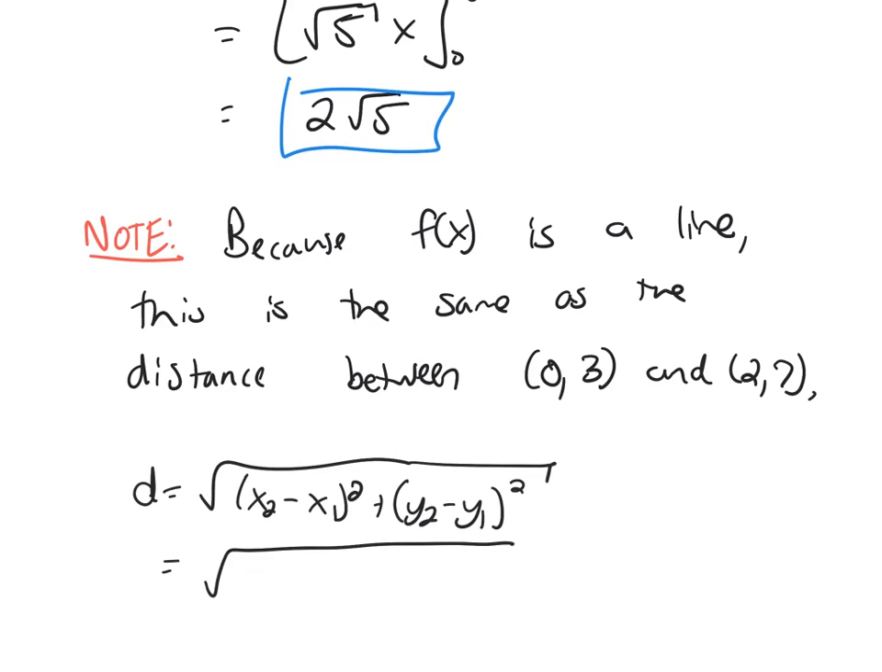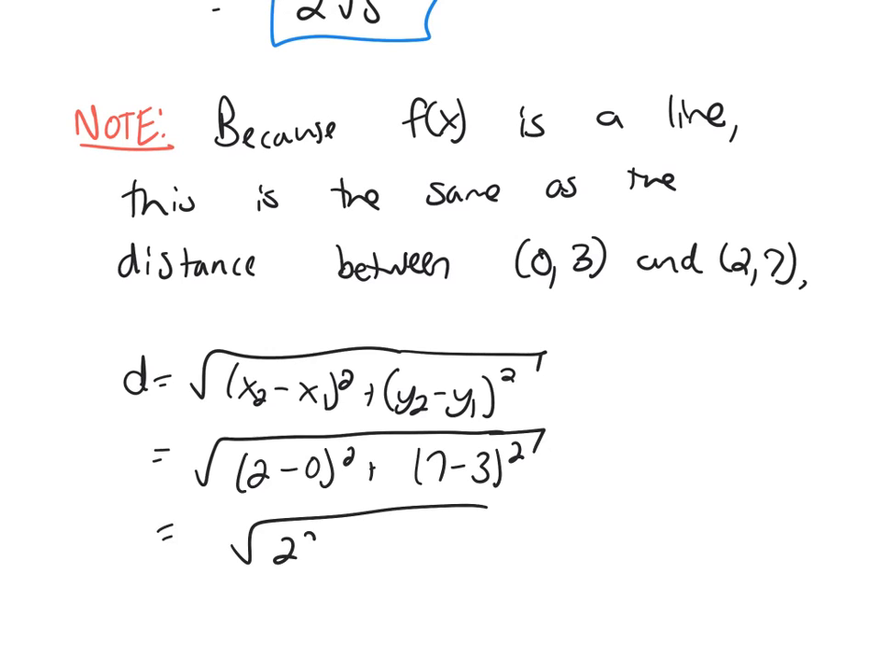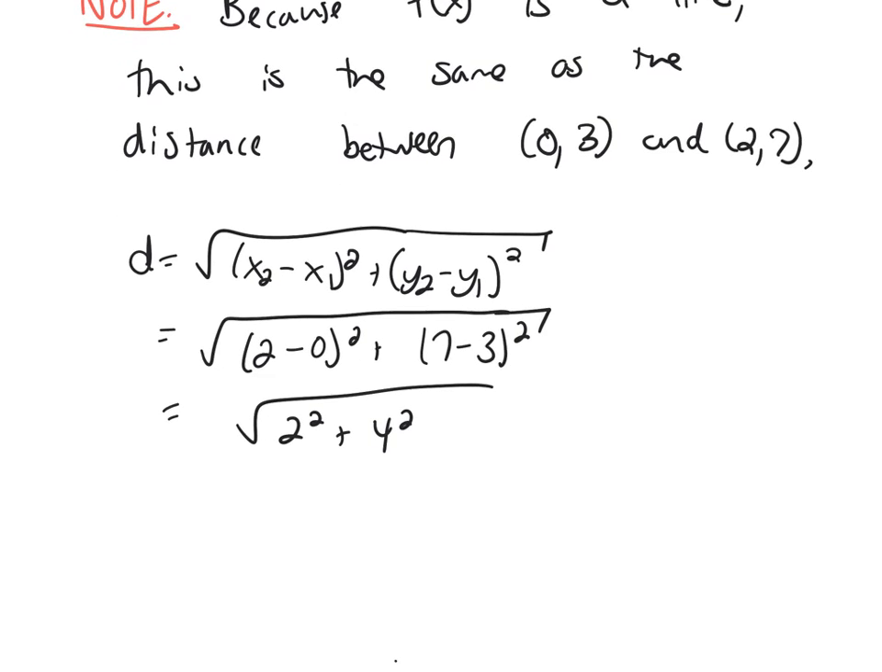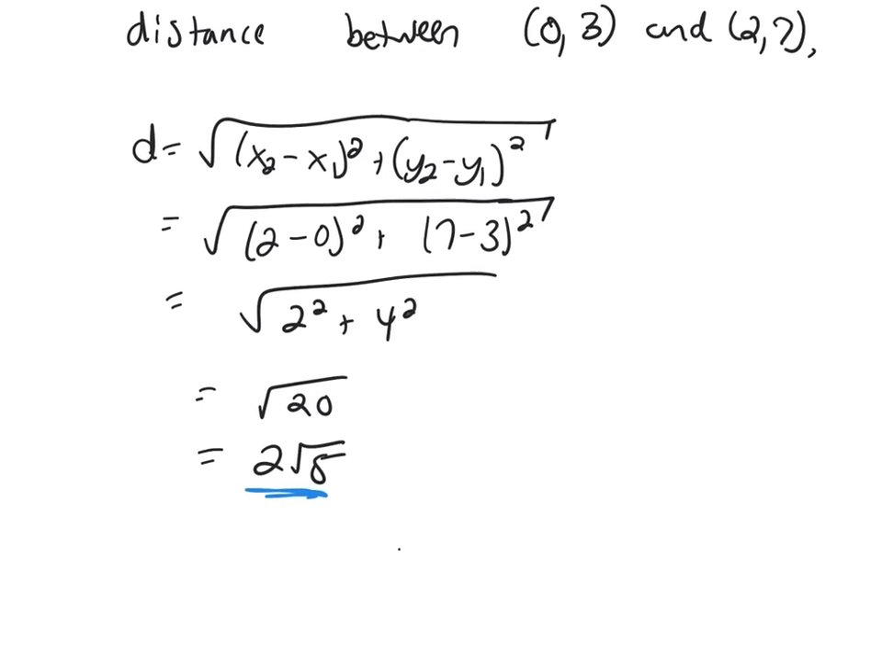So let's find the distance between our 2 points. 2 squared plus 4 squared, it's the square root of 20, which is 2 square roots of 5 if you simplify it. So it did work out to be the same. Again, this only works because our function was a line. That's the only reason that it worked.